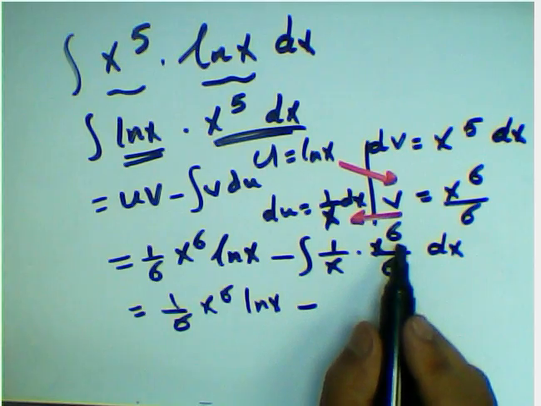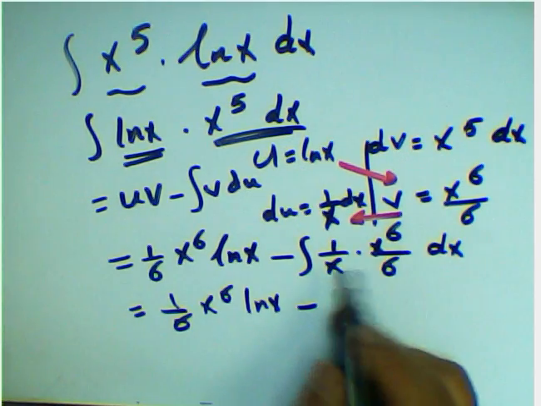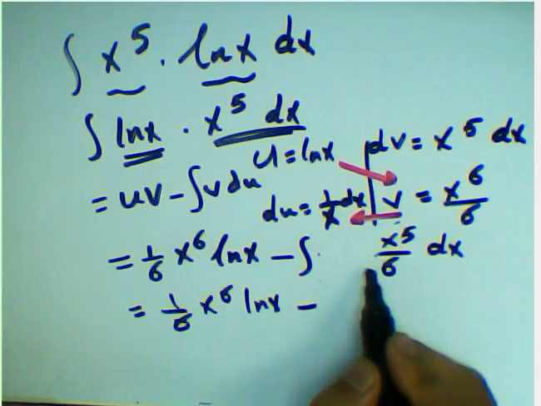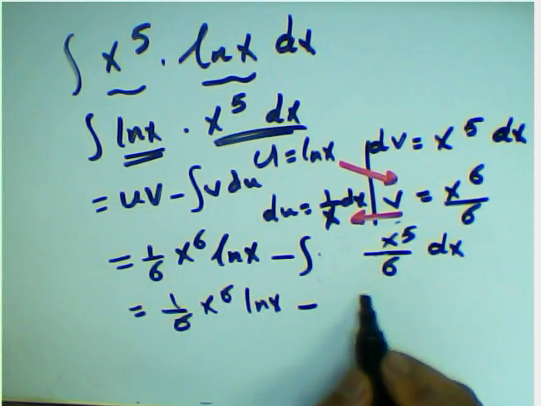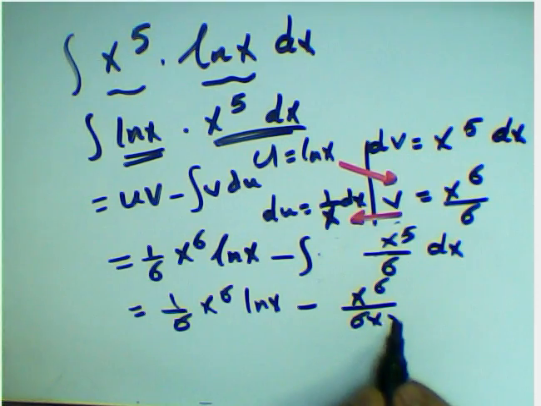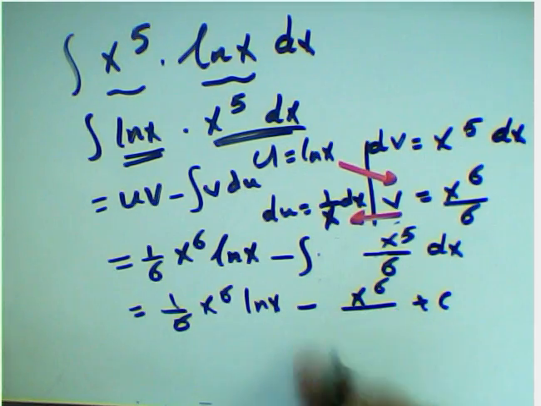subtract x power 6 over x, which we can simplify to x power 5. We add 1 to the power and divide by the new power 6, multiplied by the 6 in the denominator, and 6 times 6 equals 36. The result will be x power 6 over 36 plus a constant.